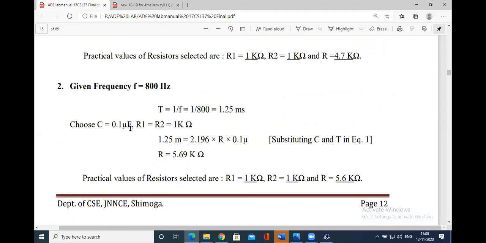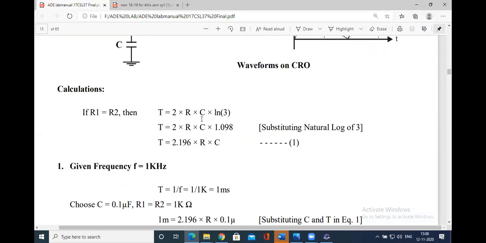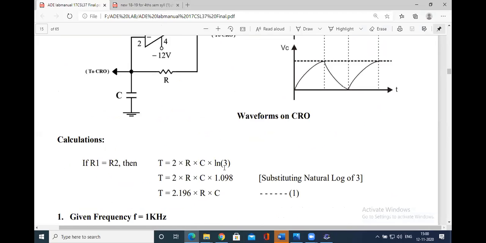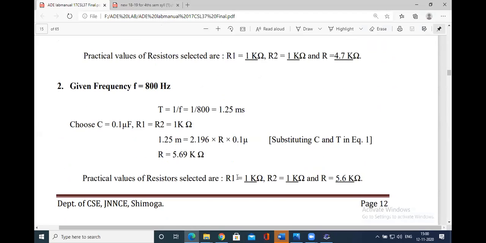Taking R1, R2 equal to 1 kilo, 0.1 microfarad, using the same formula, T equals RC natural log of 3, which is 1.098. You calculate the value of R. The R value is 5.6 kilo ohm. Now you see what this 5.6 kilo ohm is.